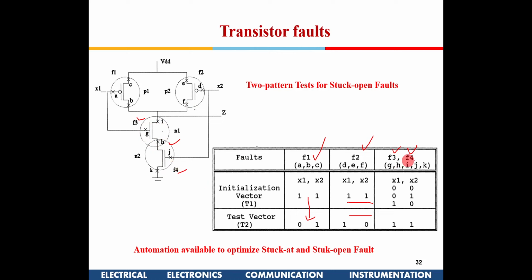So this can be detected by one of these. You can take one of these test vectors and move it to this test vector. So these are 2 sets of test vectors that will be required to detect all these faults. Automation is available for optimizing all these faults, so these kinds of things can be done. So 2-pattern tests are required to test open faults.